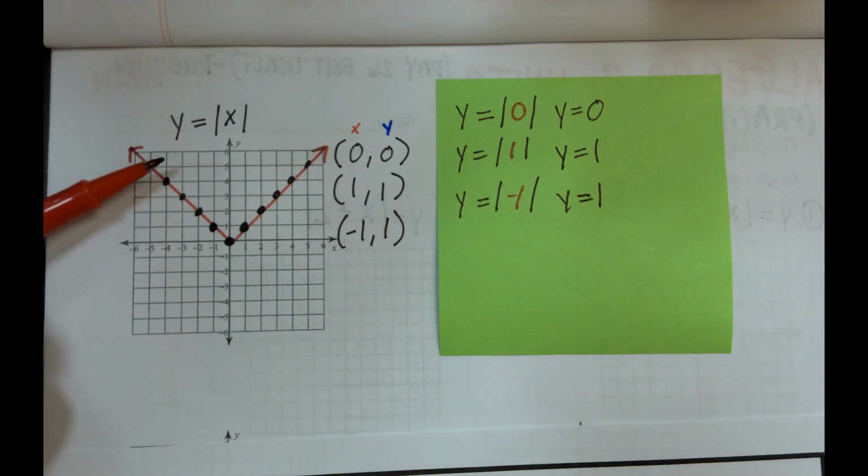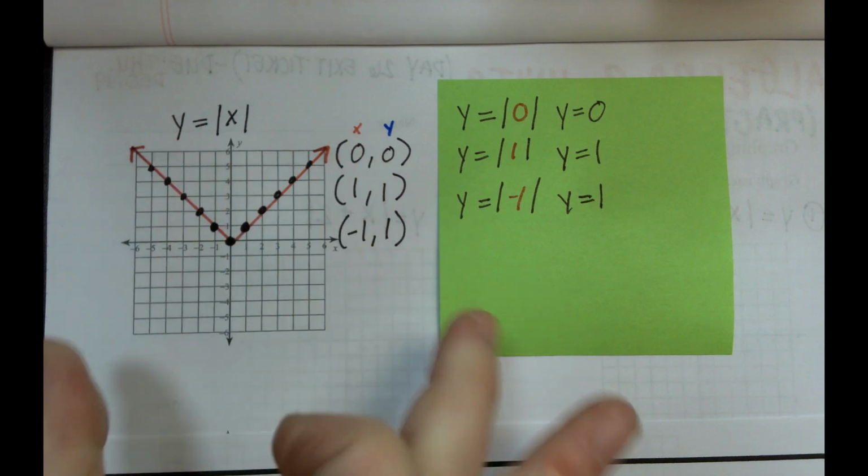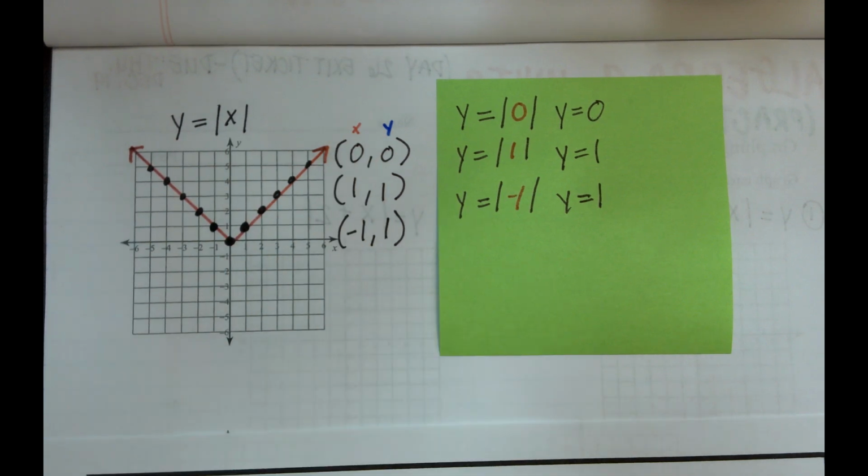So this is what the graph of y equals the absolute value of x looks like. It will always look like this. That will never change. Does anybody have questions about any part of this so far? We went through it pretty quick. Any questions?